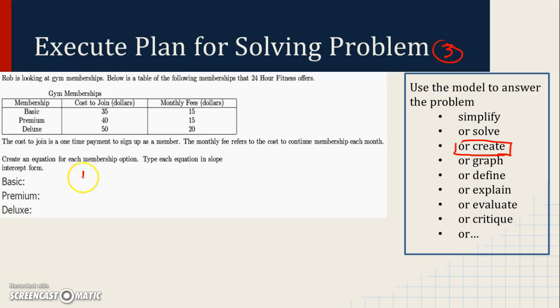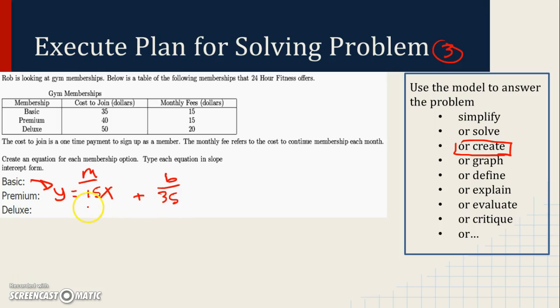Well, we know that we need to know what M is for each membership option. We need to know what B is for each membership option. And we know that for the M value, we're using cost a month, and for the B value, we're using cost to join. So the way I would read this, I would say, well, for a basic membership plan, your total cost, which we don't know, so we use Y still, is equal to $15 per month plus the $35 membership fee, $35 startup fee cost to join.